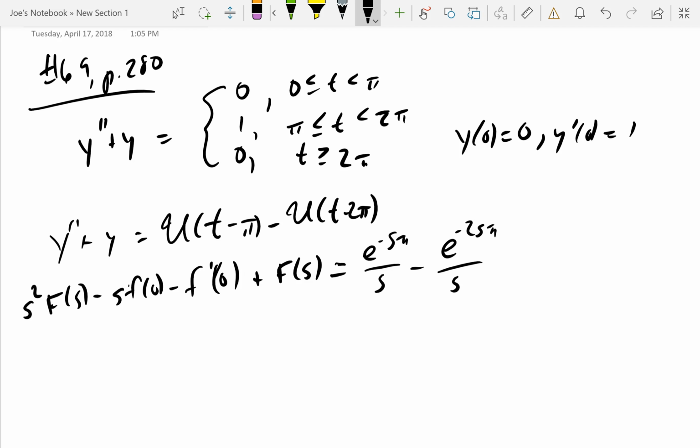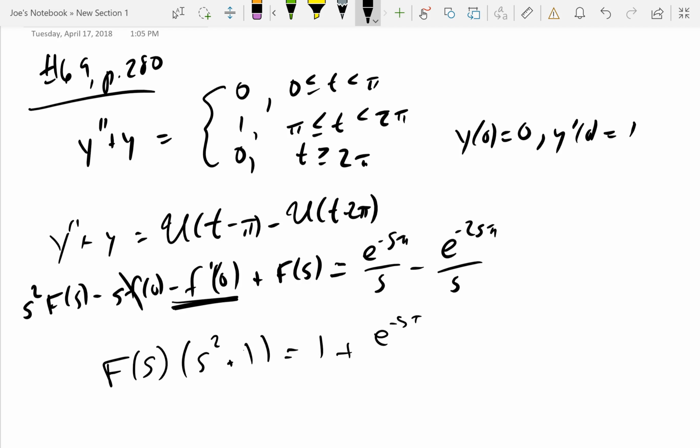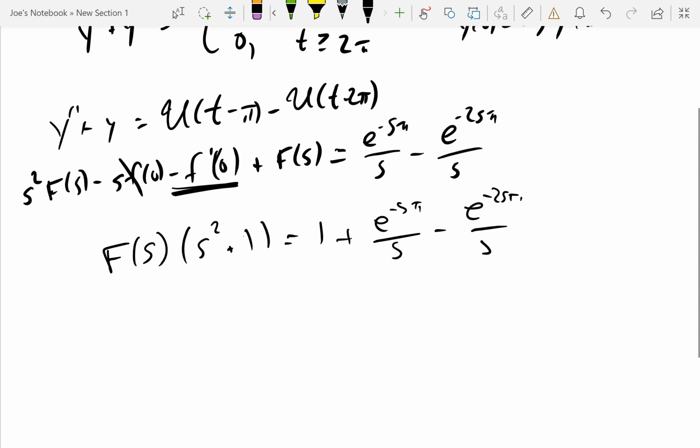Our initial conditions say that the function value at 0 is 0. The derivative is 1, so we'll get rid of that. Solving this for F of s, we have F of s times s squared plus 1. Those are the terms that have an F of s on them. This is 1. We need to add it to the right-hand side. So we have 1 plus e to the minus s pi over s minus e to the minus 2s pi over s. And again, we need to divide that over.